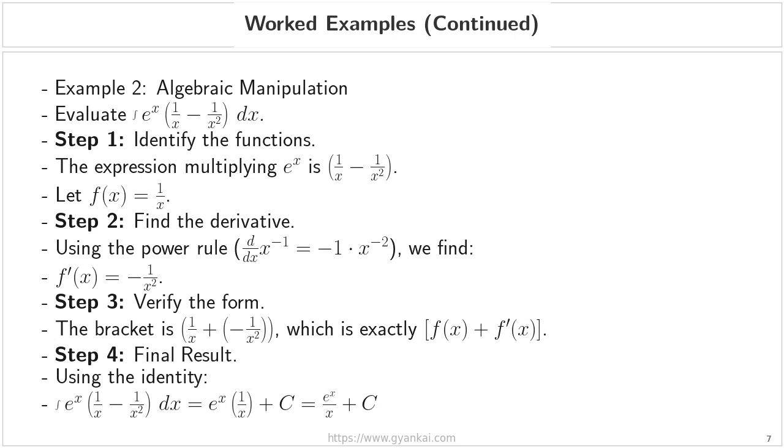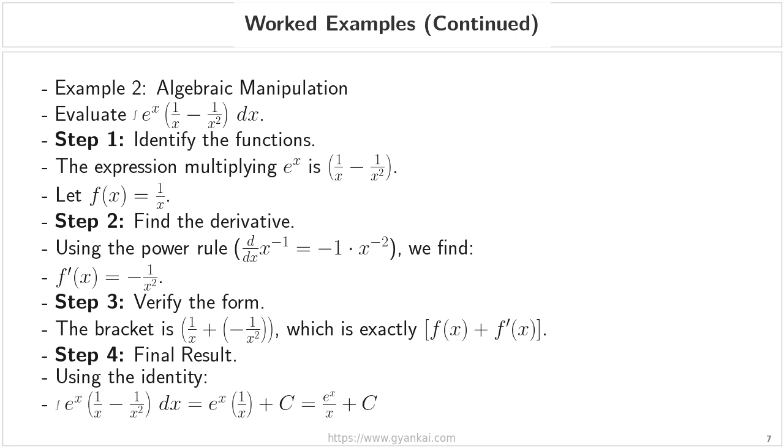Step 4. Final result. Excellent. Now we can confidently apply our shortcut formula. The integral of e to the power of x times the quantity f of x plus f prime of x is simply e to the power of x times f of x, plus the constant of integration.